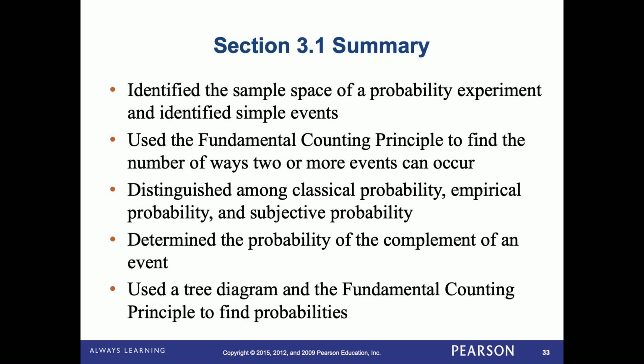All right, so let's go over the summary. You identified the sample space of a probability experiment and identified simple events. You used the fundamental counting principle to find the number of ways 2 or more events can occur. You distinguished among classical probability, empirical probability, and subjective probability. You determined the probability of the complement of an event, and you used a tree diagram and the fundamental counting principle to find probabilities.